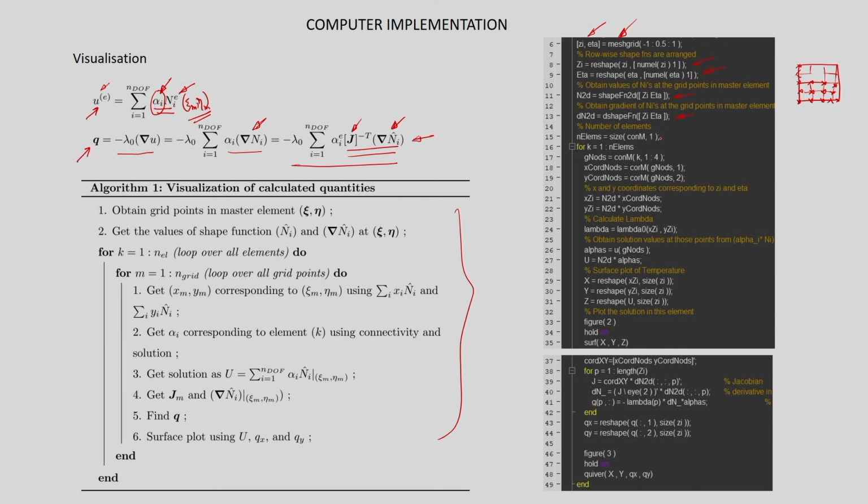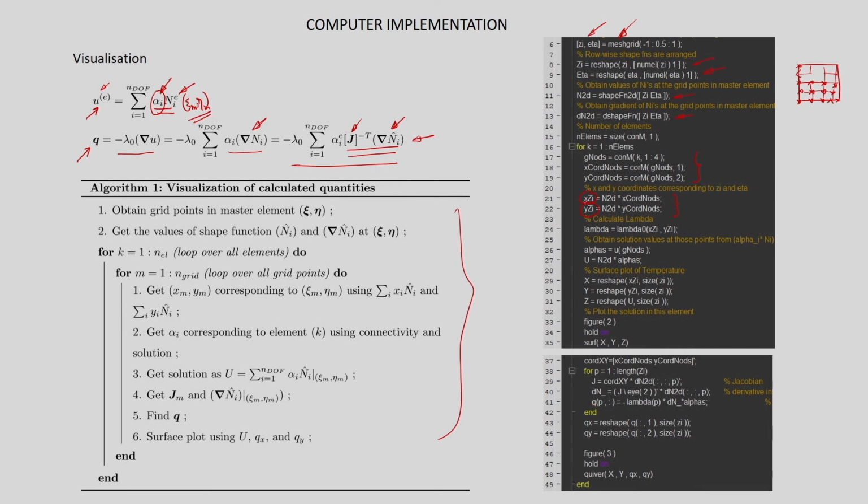Then we loop over all the elements. We will go to each element, calculate the corner nodes, and from there we found out the coordinates of the corner nodes. From this piece of code we are getting xi Ni, so it means it is giving the corresponding point in the physical element.